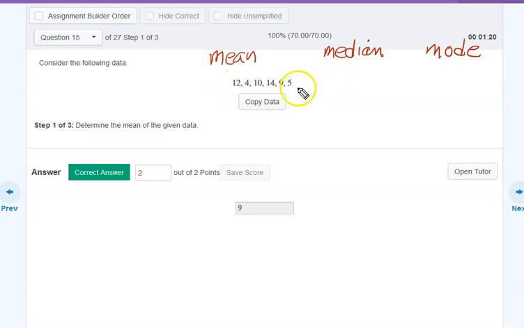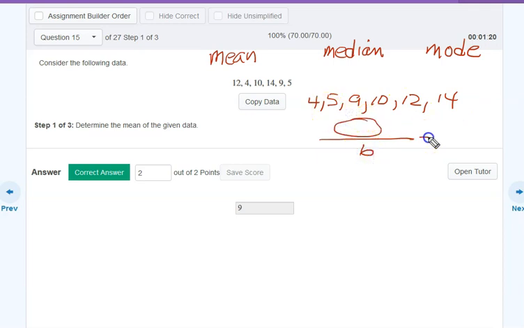So here, they're not in any particular order. So for the median, we're going to have to put them in order. So let's do that. So that would be 4, 5, 9, 10, 12, and then 14. So we have 1, 2, 3, 4, 5, 6. We add all of those up, get a sum, divided by 6, and I believe it's 54 because the X bar for the median is 9.